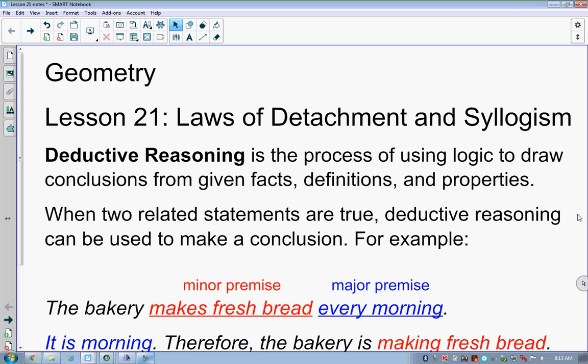Okay, geometry, lesson 21. We're going to talk about two things today. It's the law of detachment and the law of syllogism.